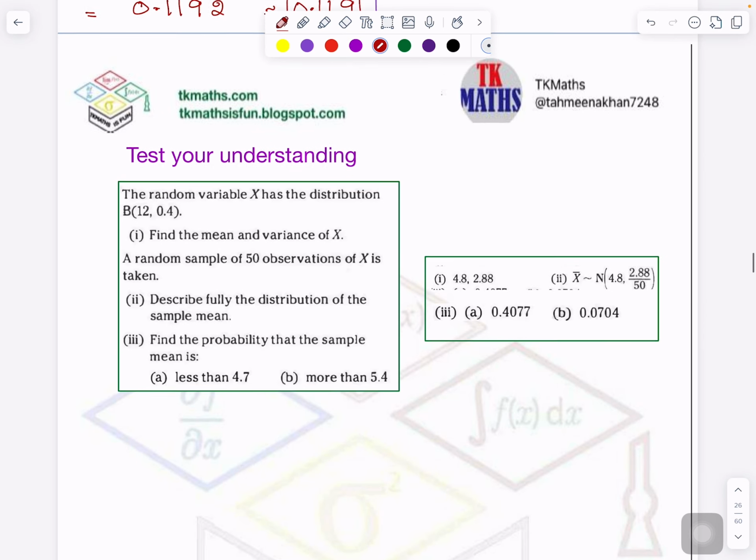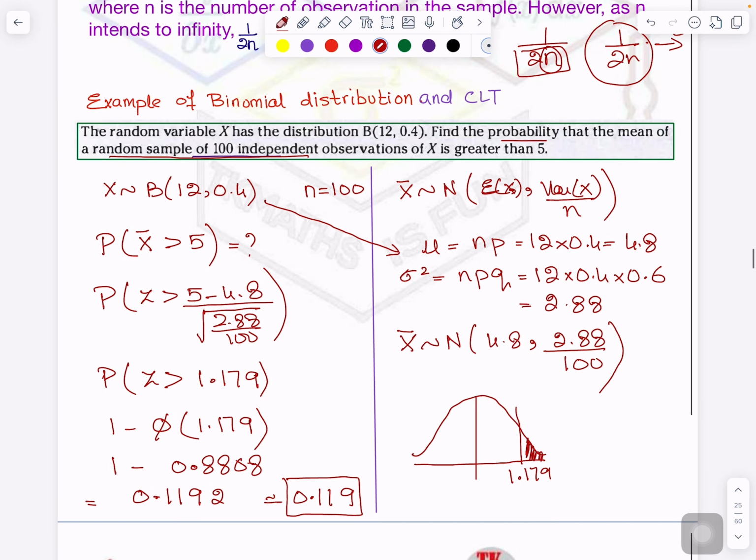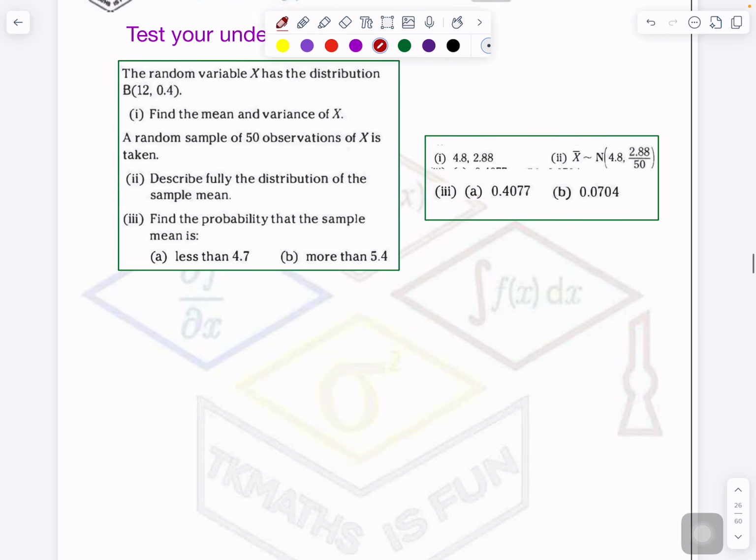Now there is one question for you to test your understanding. The answer I have given, but the procedure I have not given here. So you can try it yourself, doing it exactly the way I've explained to you over here, and I hope you will get it right.